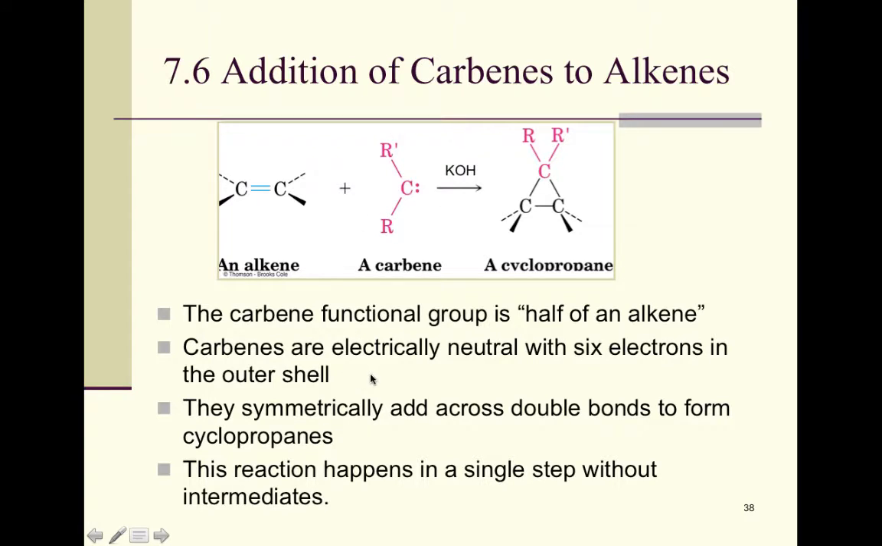Carbenes are electrically neutral with 6 electrons in the outer shell. They symmetrically add across the double bond to form cyclopropanes. This reaction happens in a single step without an intermediate. So this pair of electrons, they just basically land right up on here, and you're now going to form a cyclopropane from a carbene and an alkene. Let's check the next slide and see how this carbene really is in there, because you're not really going to see the carbene. Let's take a look on the next slide.